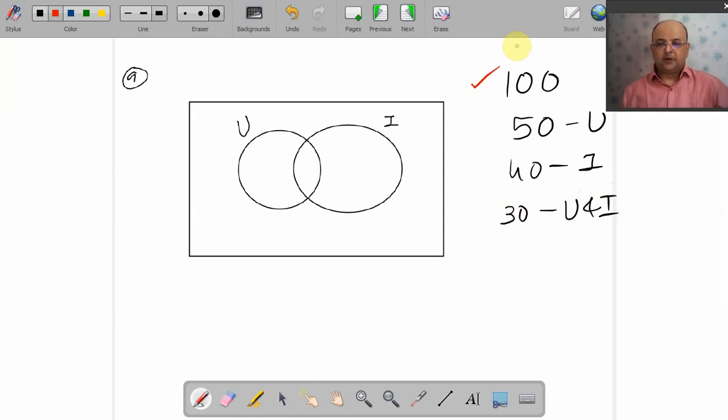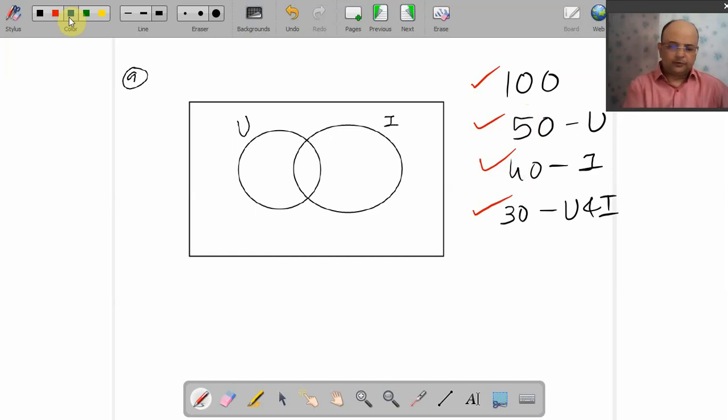100. How many students who like upma? 50. How many students who like idli? 40. How many students like upma and idli both? 30. What is my question? How many students are there who neither like upma nor idli?